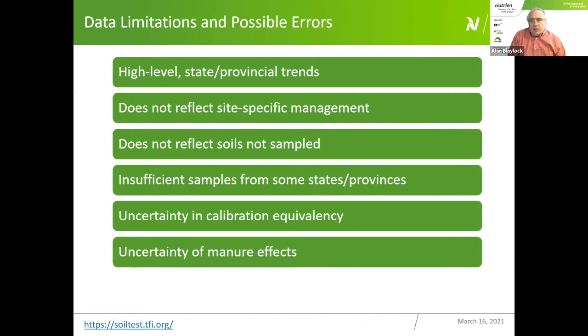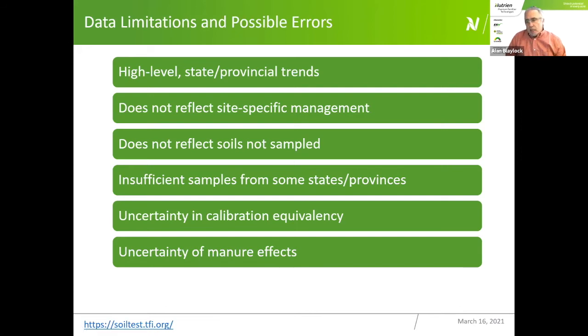An Olsen test can't exactly be converted to a Bray test, but we have to come to some kind of equivalency in order to do this inventory. So there is some uncertainty in that calibration. There's also uncertainty of manure effects because manure may be applied one year and apply a large amount of nutrients to a field, but not in another year. And so most of the labs in the inventory did not identify whether the fields were manured or not. So there's some uncertainty in those effects and some of the changes that we see.